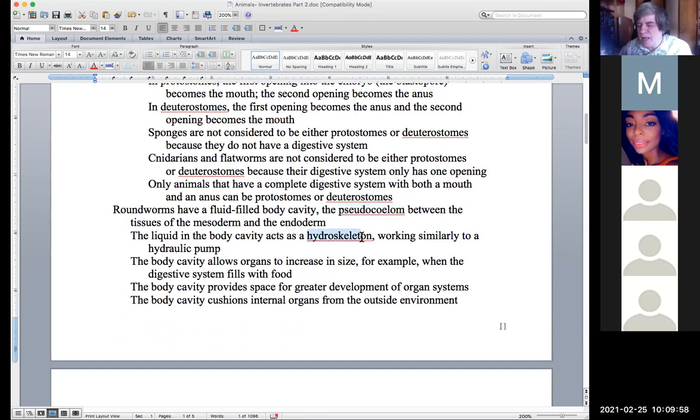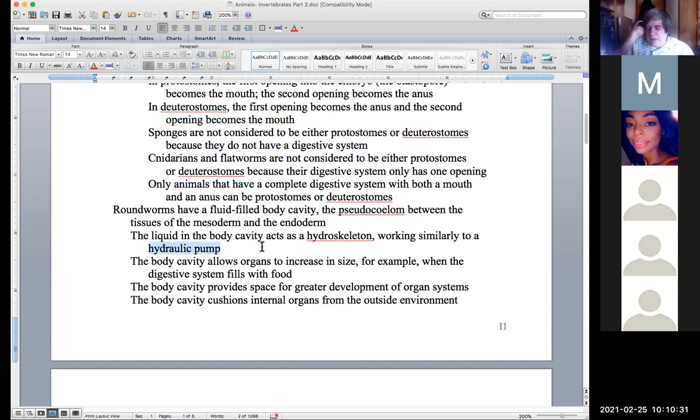Now, this liquid in the body cavity acts as something that we call a hydroskeleton. And a hydroskeleton is similar to something called a hydraulic pump. Now, you may never have used a hydraulic pump, but in a hydraulic pump, you have a handle that you push by hand, or most hydraulic pumps have an electrical current hooked up to them that pumps it, and you pump water someplace.